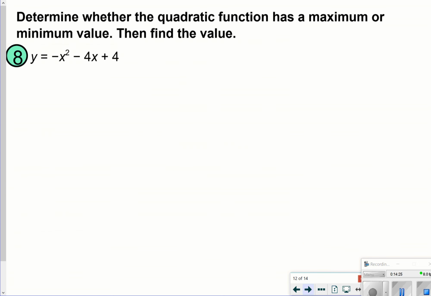So the last thing you're going to try is determine if it has a maximum or minimum. So go ahead and look at a, determine that, and then once you're done, you need to go ahead and find the value of that. So again, complete the square and then put it back in vertex form. So let's go ahead and pause here. This is your last one in your notes. And then click play when you're ready to check.